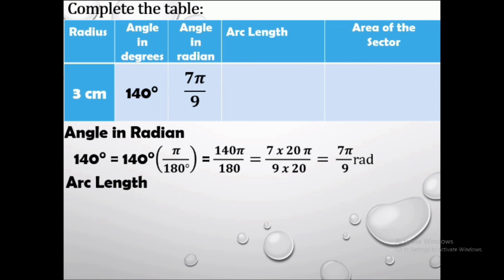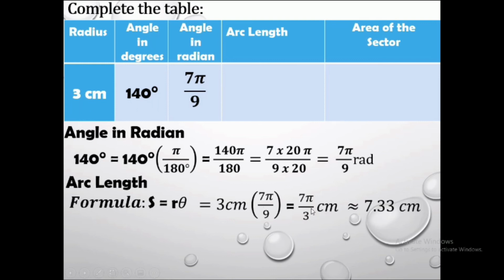For the arc length, we are going to apply the formula, which is S equals r times theta. So, since the radius is 3 cm, multiply it by 7 pi over 9. So the result, we have 7 pi over 3 cm, approximately 7.33 cm.